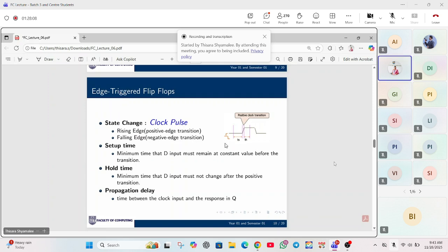These are the very important terms that come up with the clock signal. Just read this for a while. Read these four terms: state change, setup time, hold time, propagation delay.